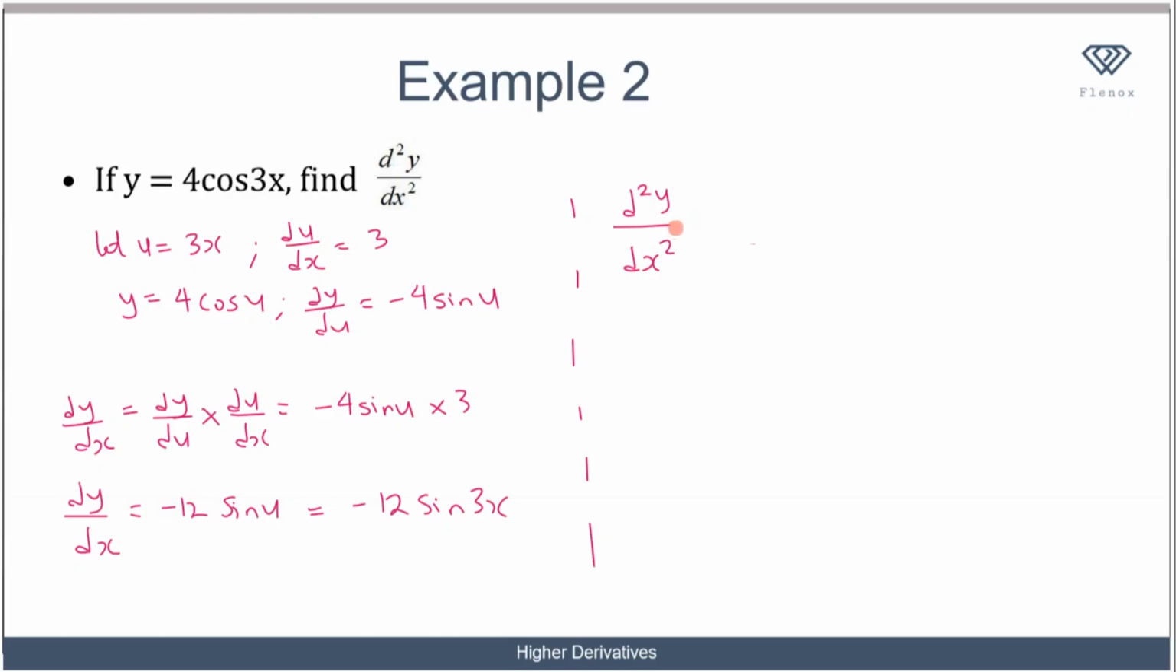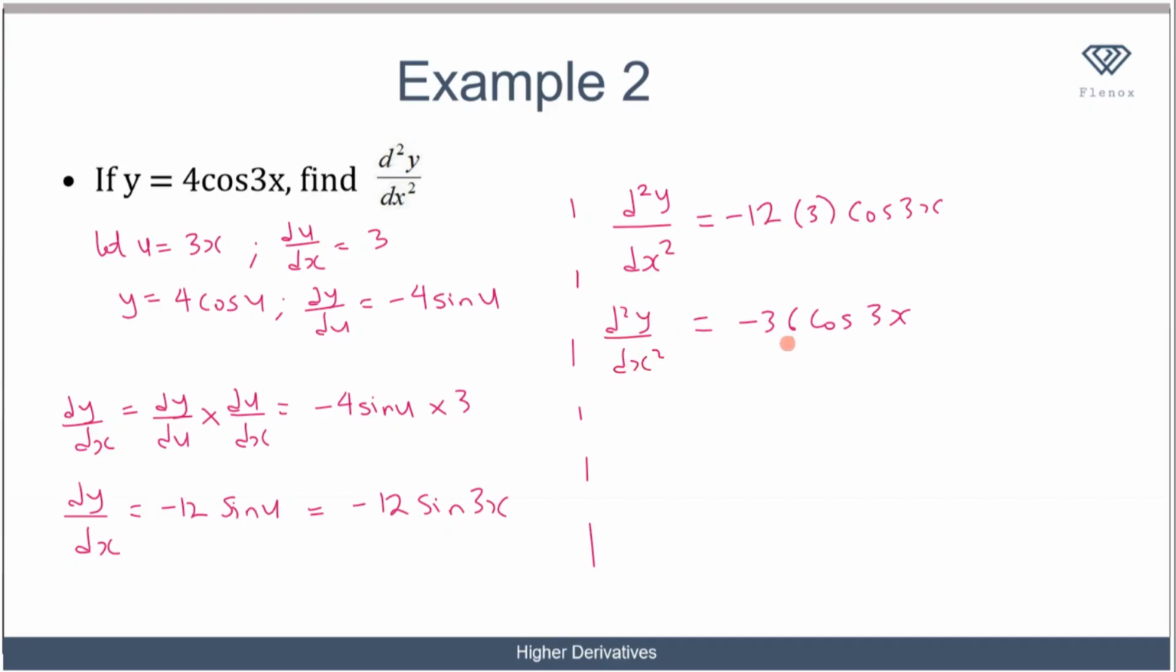So d squared y over dx squared will be equals to, first thing I want to do is I want to take this coefficient and take it out, so I have minus 12. Then I want to differentiate what is here, and when I differentiate 3x, I'm going to have 3, and when I differentiate sin x, I'm going to have what? Cos x. So this becomes cos 3x. So that becomes minus 12 times 3 gives me minus 36 cos 3x. So that is the value for d squared y over dx squared.